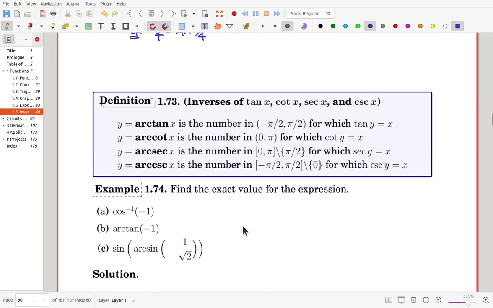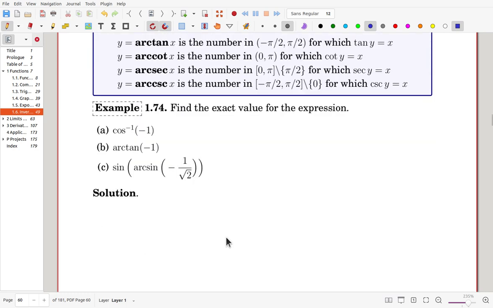Okay, now this is the official definition for tangent x, cotangent x, sec x and cosec x and their inverses. I already explained that over there. The manner of defining arctangent, arccotangent, arcsecant, and arccosecant is exactly the same as for the inverses of cosine and sine. Okay, let's try to find the exact value for these expressions.